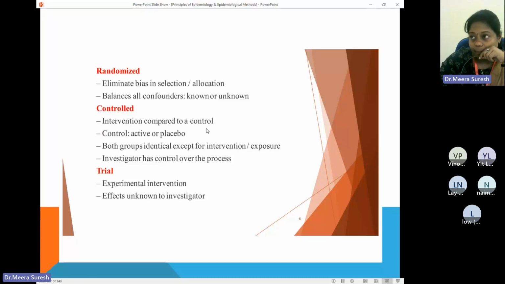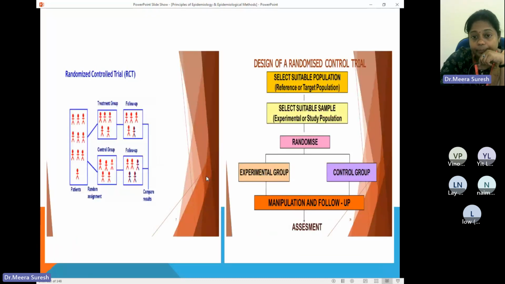Then here we will have a comparator group, so that also comes under this control. Both groups, the control or comparator group and the intervention group in whom we are going to experiment, will be identical except for the intervention or exposure, whether they are getting the medicine or not. Only that would be the difference. Everything else will match. So these three factors come together, that is the RCT, randomized control trial. This will be the design of a randomized control trial.